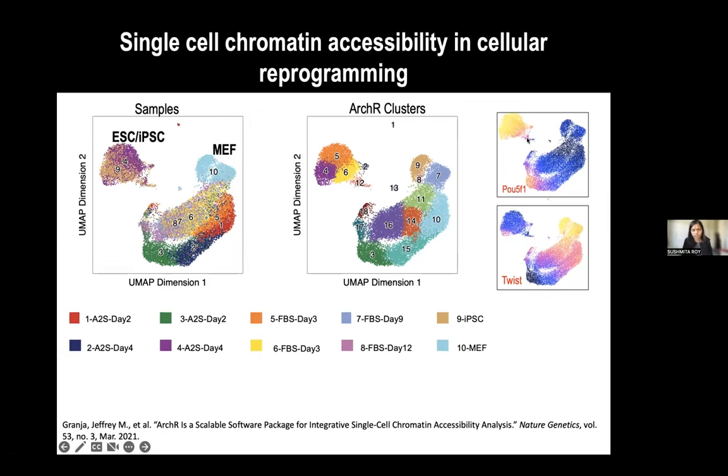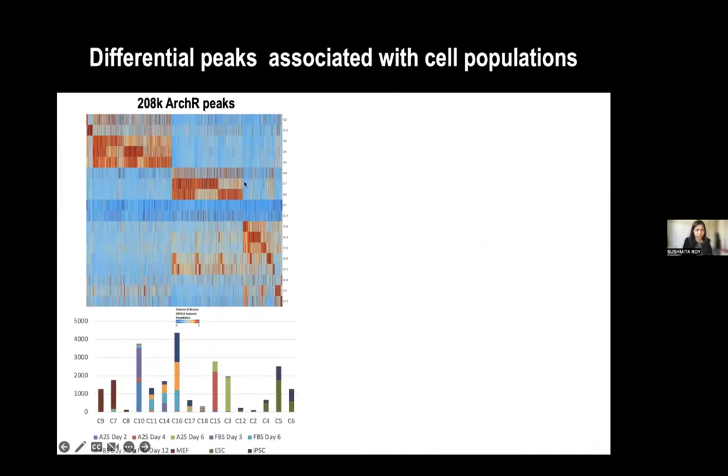When we look at the accessibility of different marker genes like Sox2, Tau5F1 or OCT4, we see that in the ESC state OCT4 is very accessible, whereas markers of MEFs tend to be more associated with the MEF state. Then using ArchR, we can get different peaks, and this is the clustering of ArchR peaks. Along the rows are different cell clusters, and their different sample composition is at the bottom with this bar plot over here.